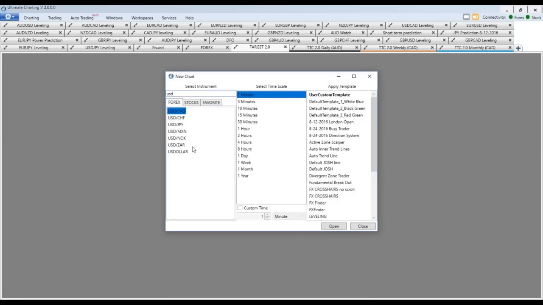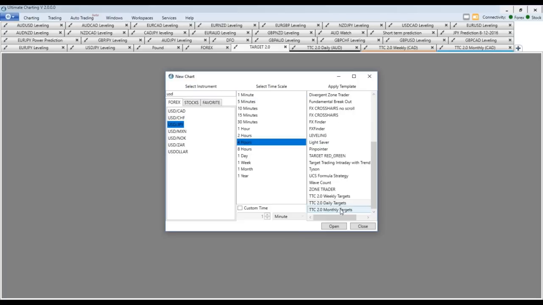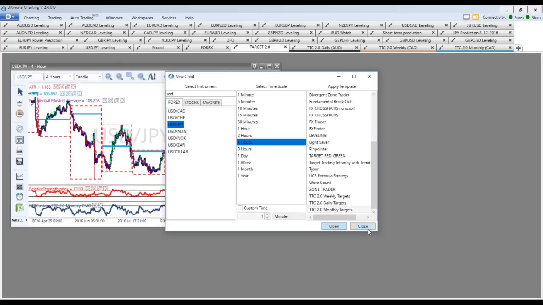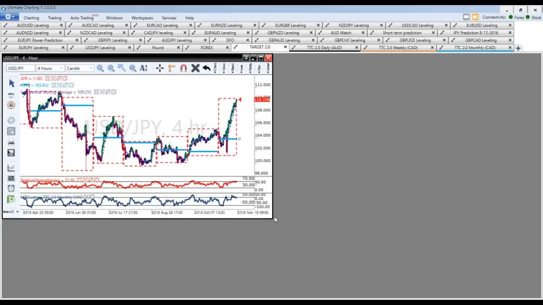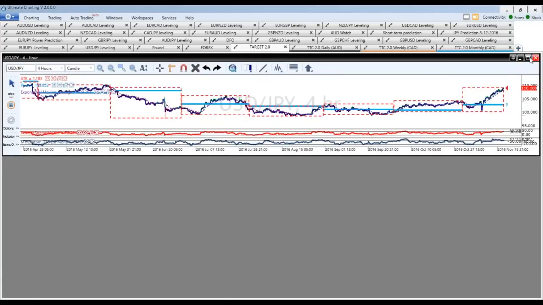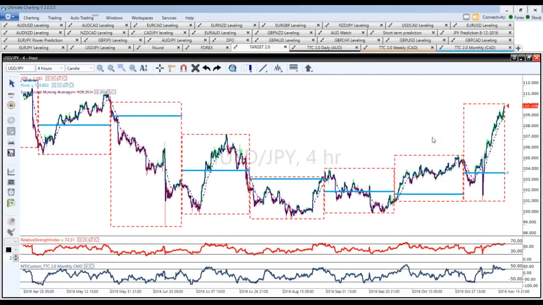USD JPY. We'll look at the monthly targets first. Now this works on every currency pair. Doesn't matter what it is. We pulled these for the crowd. Look at this. This is just so accurate. It's unbelievable. Target hit, target hit, target hit, target hit, target hit, target hit, target hit.